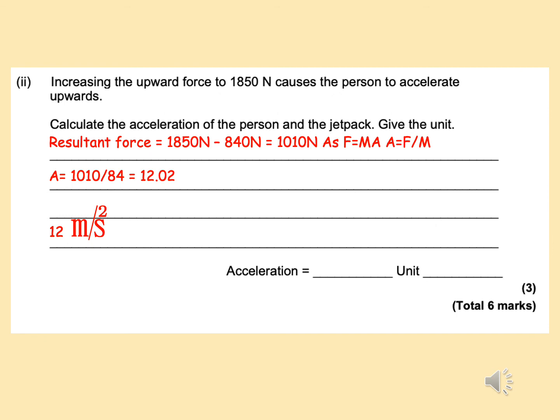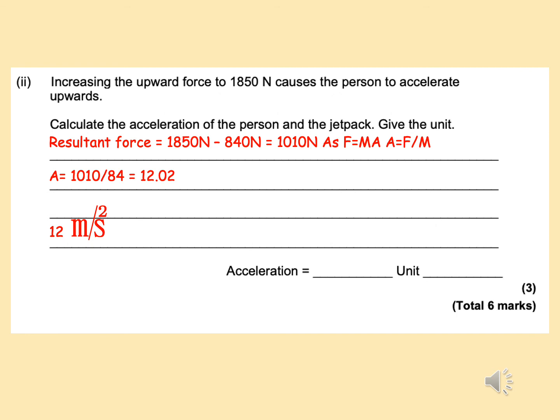So we're going to do 1,850 newtons, take away the weight, the downwards force of our person and jetpack combined. So 1,850 take away 840 newtons leaves us with a resultant force of 1,010 newtons upwards.